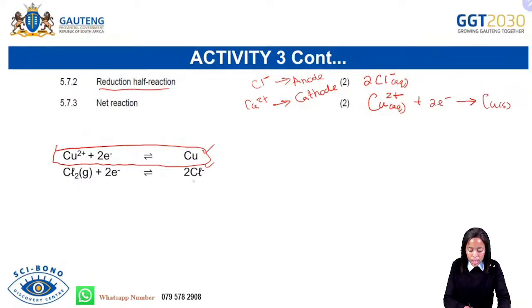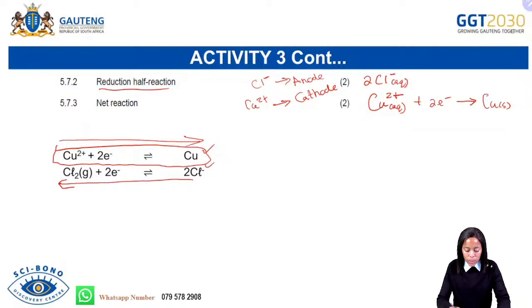So for the oxidation half reaction, remember we said we wrote it right to left, and then for the reduction, left to right. So we had 2Cl⁻(aq) to give us Cl₂ gas plus 2 electrons.